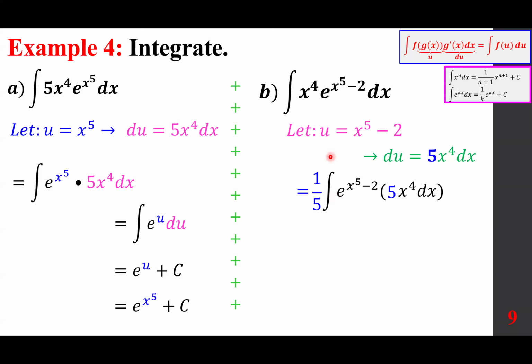So you have 1/5 the integral of e to the power of u du. And so the answer is itself. You keep the 1/5. And now when you replace the u, it's 1/5 e to the power of x to the power of 5 minus 2. And a constant, as always. Differentiation will result in the same thing without the dx. So very straightforward, everybody.